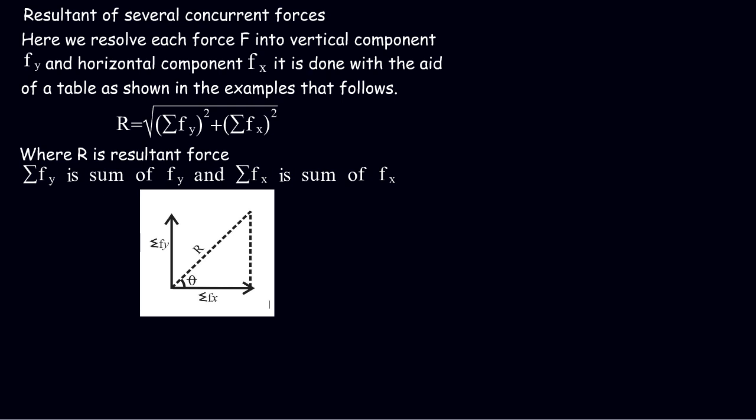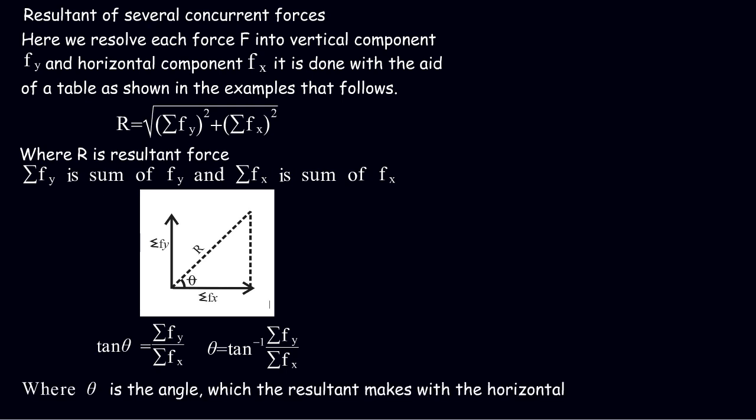When this is done, to get our theta, tan theta will be equal to the summation of Fy divided by the summation of Fx, and theta will be equal to arctan of summation Fy divided by summation Fx, where theta is the angle which the resultant makes with the horizontal.